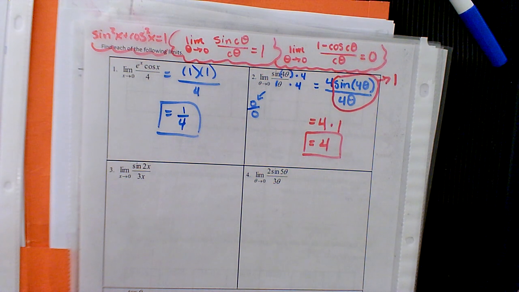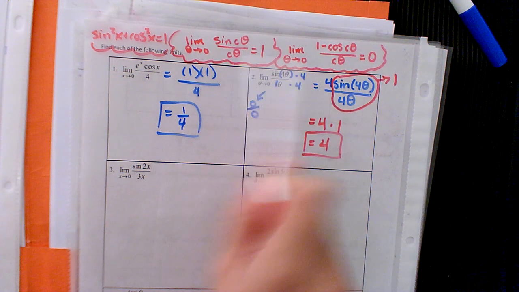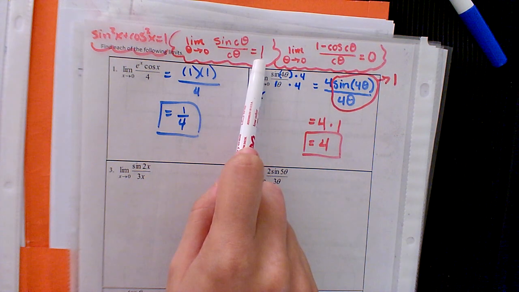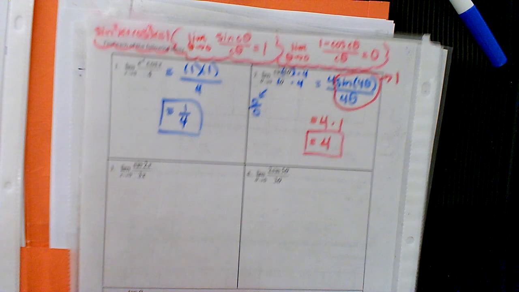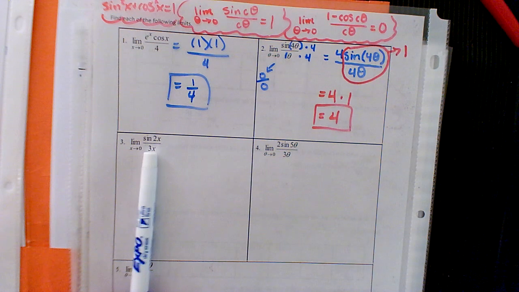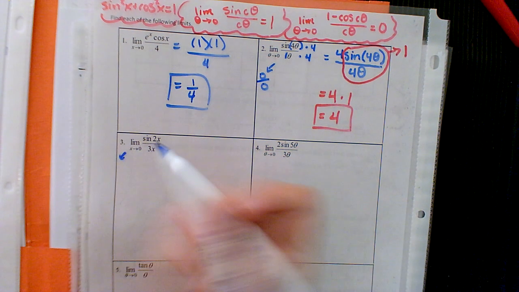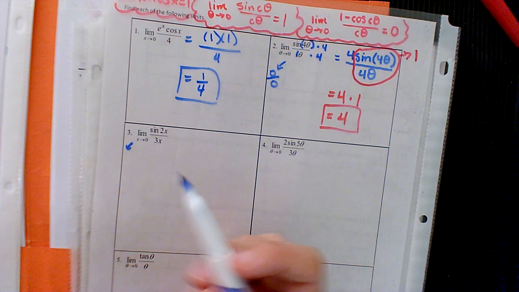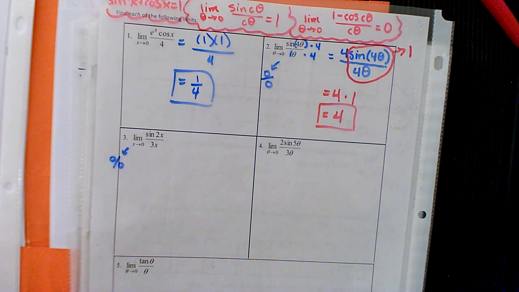So our goal with these is to try to get them to match these trig limits. That way we can use the value of 1 or 0 to our advantage. Okay, let's go ahead and try another one. Look at 3, what do we always try first? Substitution. I know, it's like a broken record. Plug in 0. Sine of 0, 0 over 0. Bummer. Okay, so there's a hole.